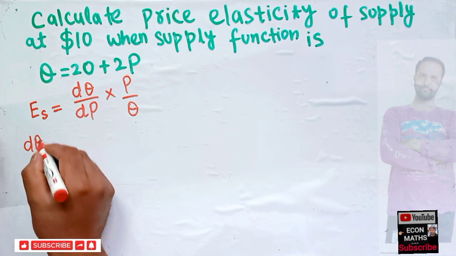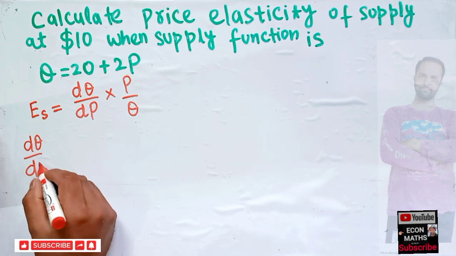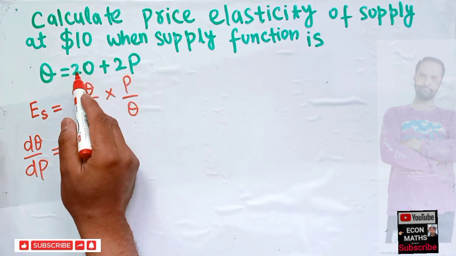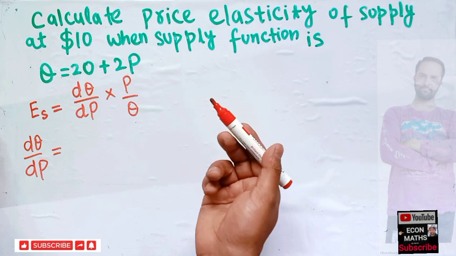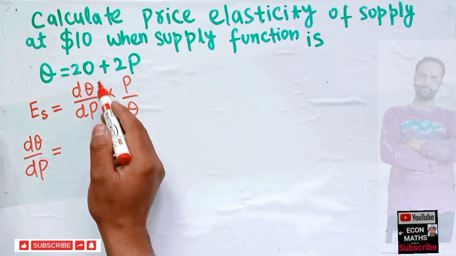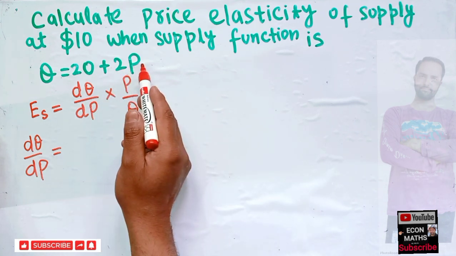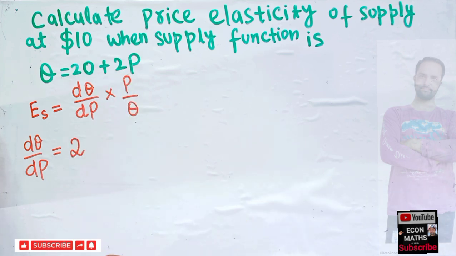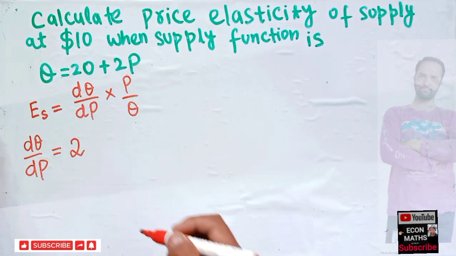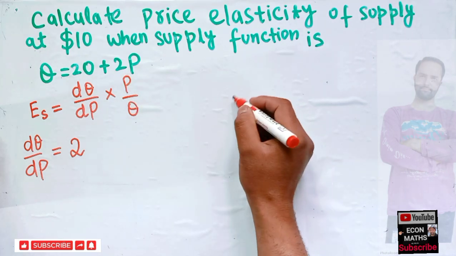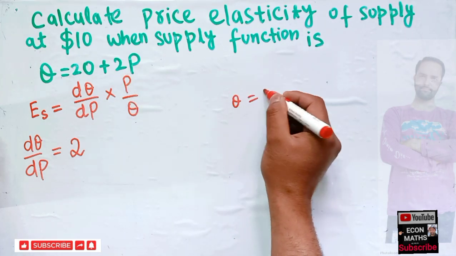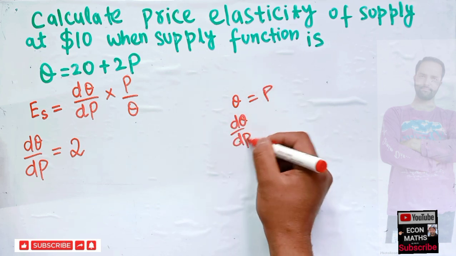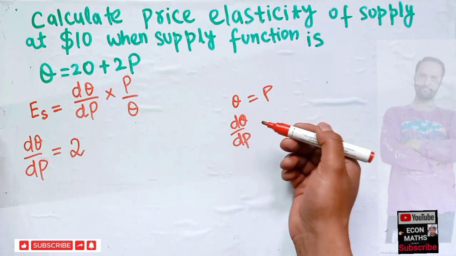So dQ/dP is equal to, taking the derivative of this supply function, the derivative of a constant is always 0. Then the derivative of P will be 1, so we are left with 2 only. Simple thing. How is the derivative of P only 1? Let's say we have Q equals P, then dQ/dP, how is it equal to 1?